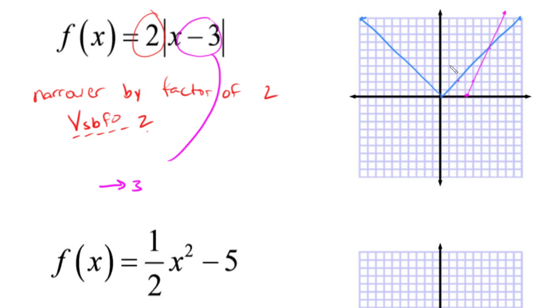Instead of going up 1, out 1, it's up 2, out 1. So it looks like this. All right.